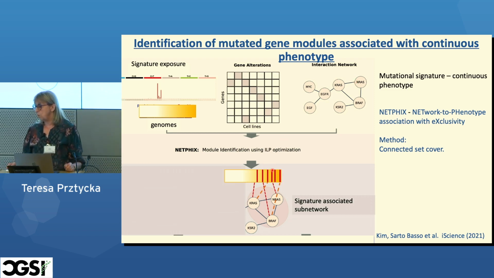So then we formulated this one. This is not machine learning. This is an optimization problem, an integer linear programming problem. So we formulated this as an optimization problem where we would like to find an optimal module so that the mutations in the genes in this module can explain the enrichment of the signatures in the patients, in the stop patients.